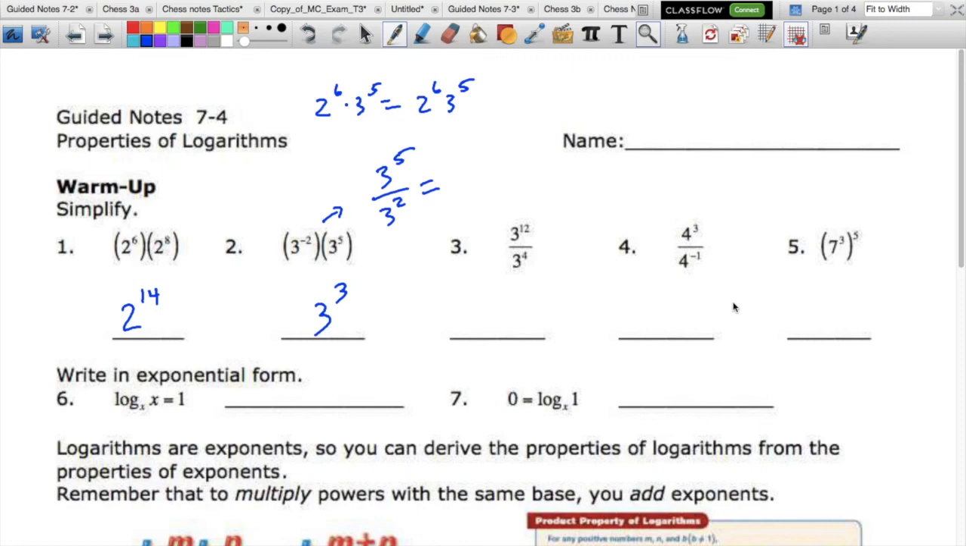This is our season 4, episode 4, and we're studying properties of logarithms. Yeah, pretty awesome. This is our warm up. We've begun a little bit without you at home, if you're viewing at home.